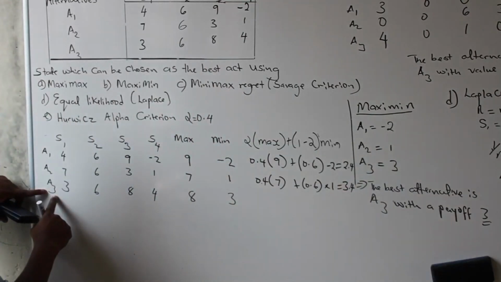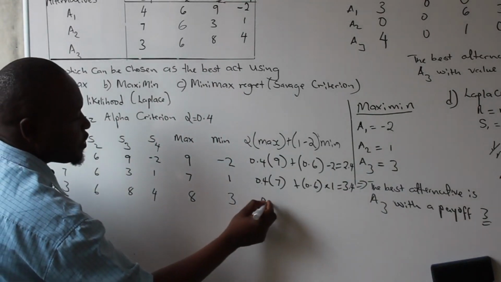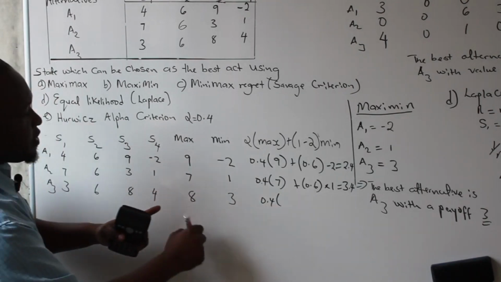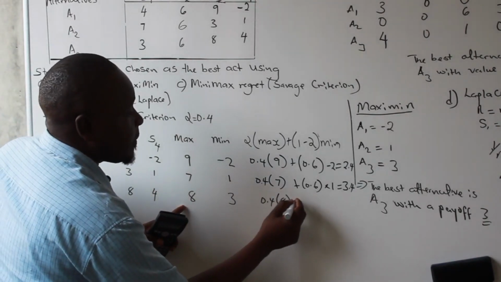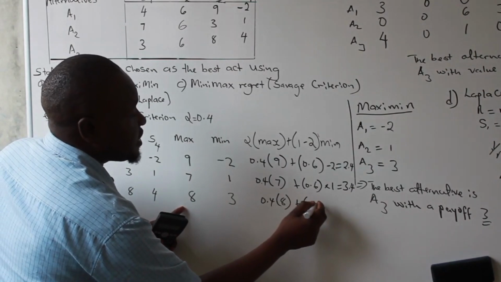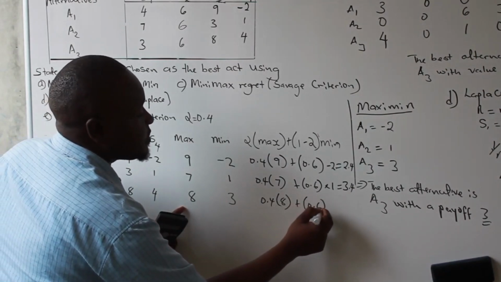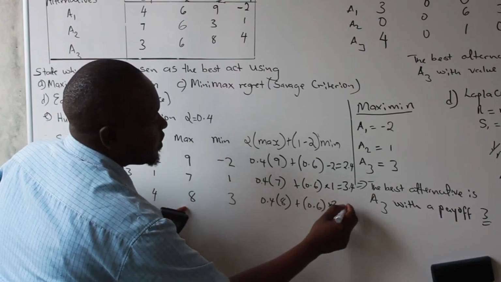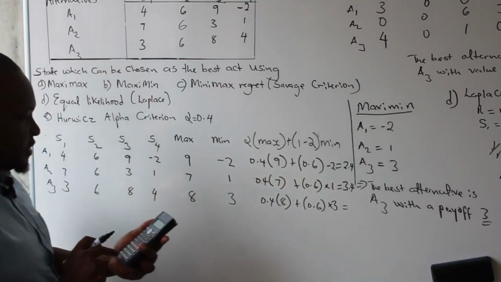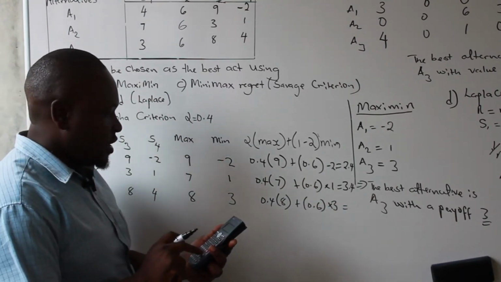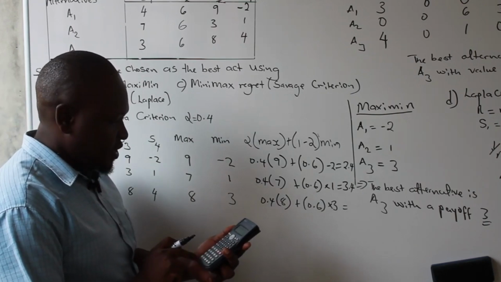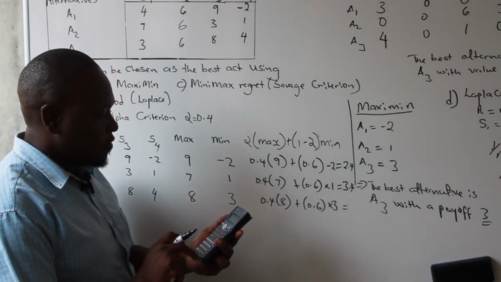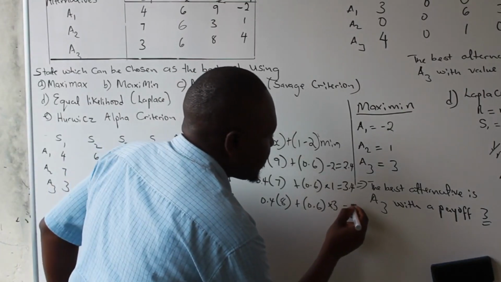Then the final part, it will be 0.4 times the maximum value there. The maximum we found to be 8, plus 0.6 times what? Times the minimum value of 3. What do you find the value? Let's see. 0.4 times 8 plus 0.6 times 3. You find your answer to be 5.